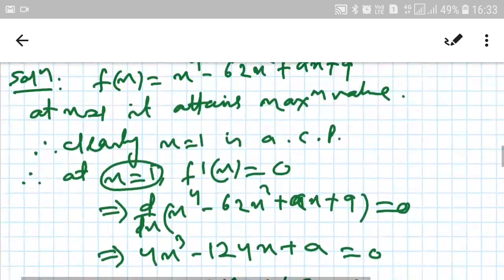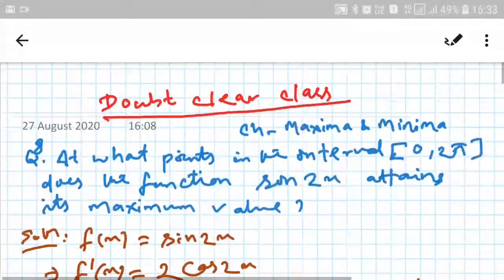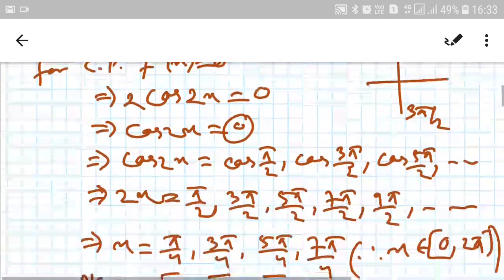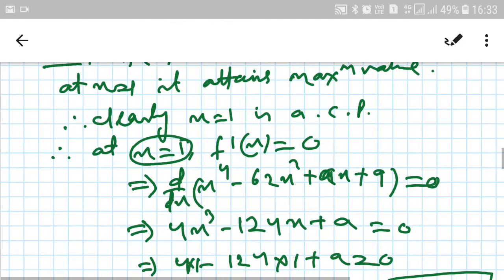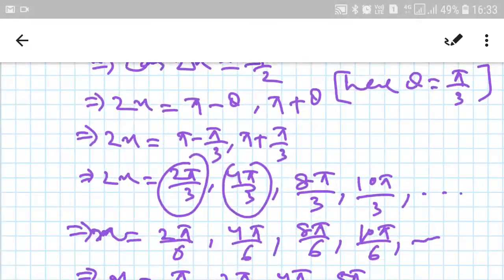Then in the next class what I will do is start the word problems from this chapter. This is very important, so I hope you will complete the notes and it will be easy for you to understand the word problems. If you have understood the algebraic problems properly, then you can understand the word problems also properly.